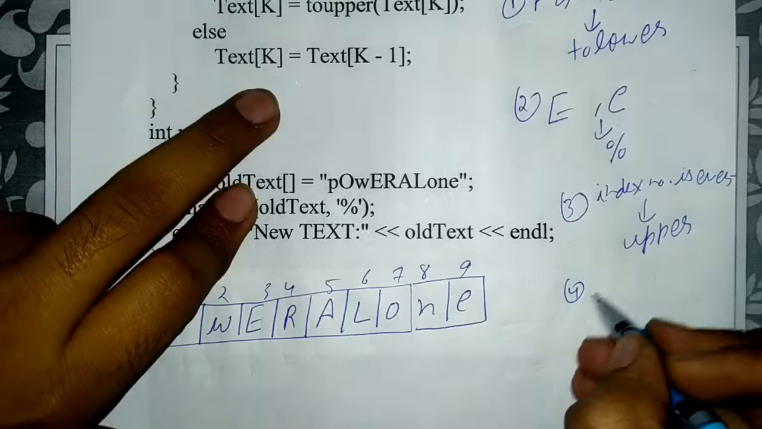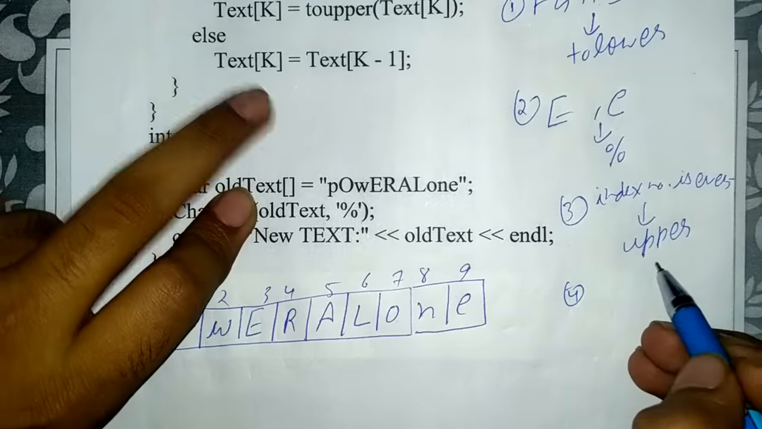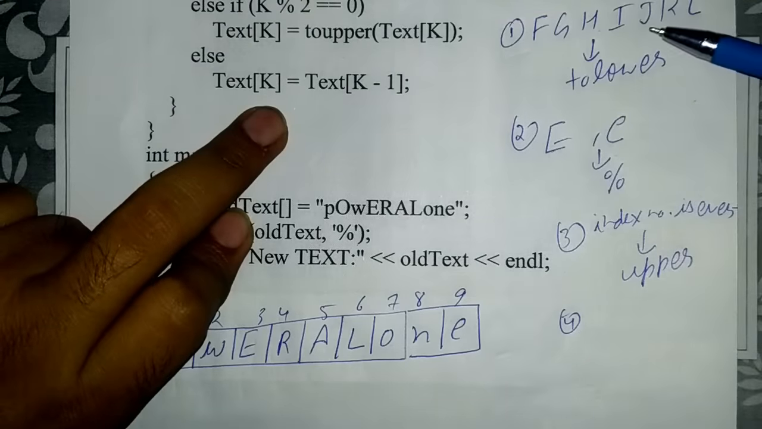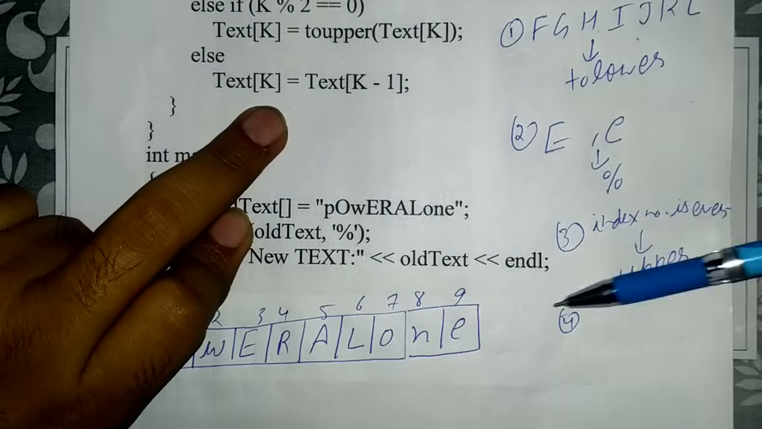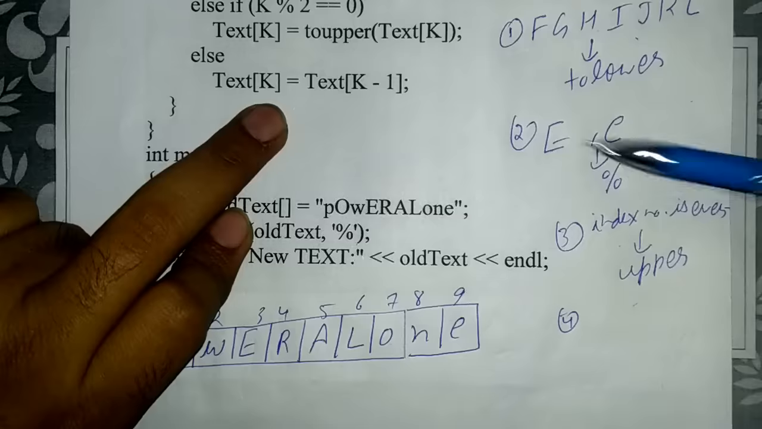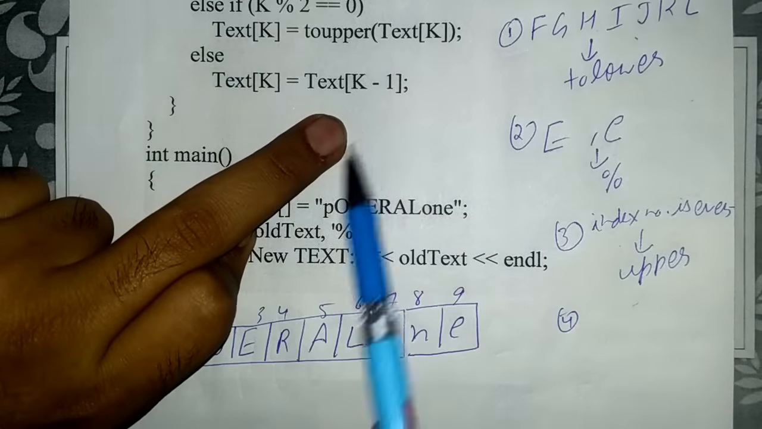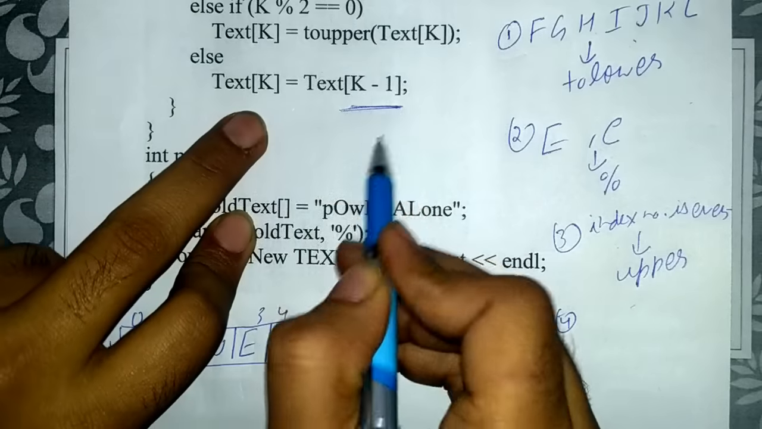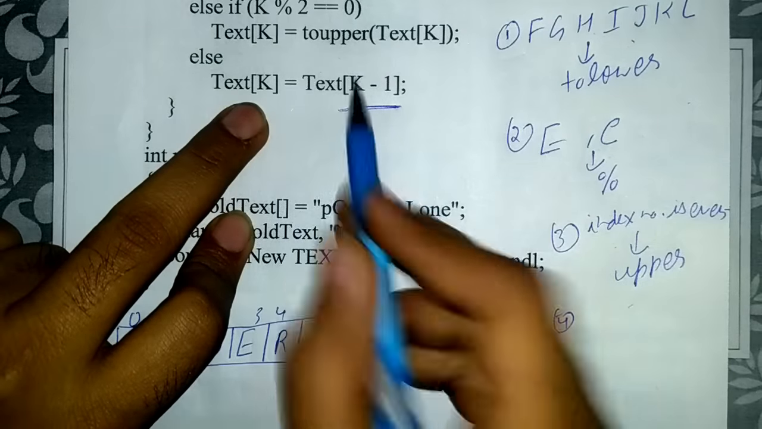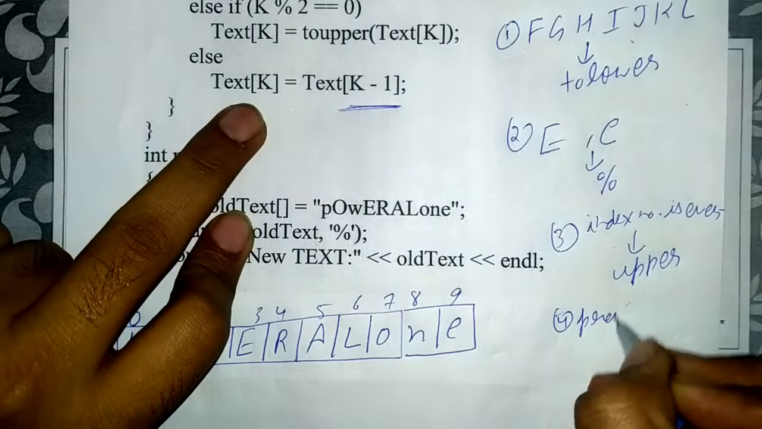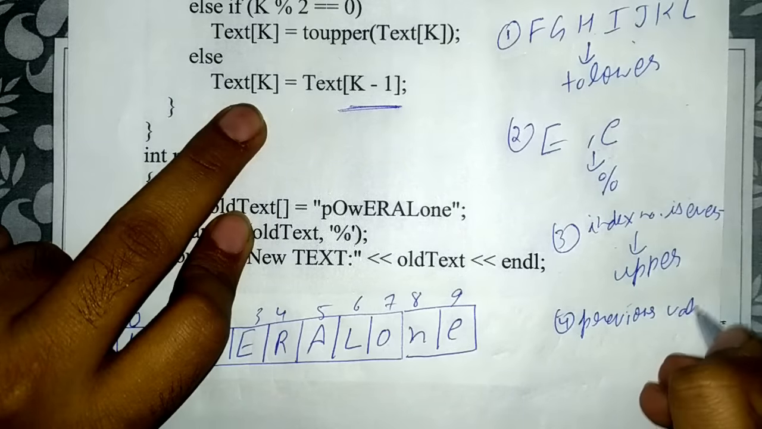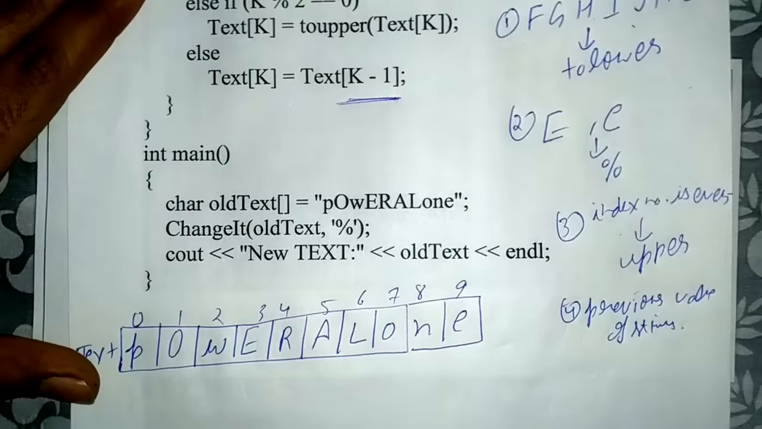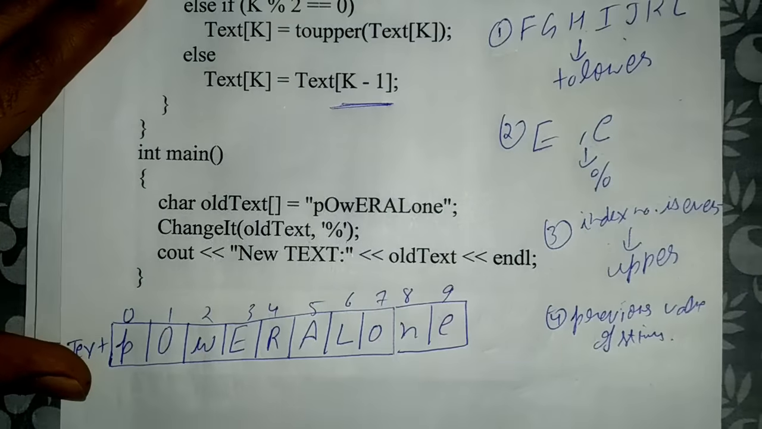Last, else case. If the text doesn't lie in any of the conditions, then else case will be executed. And what else case say, text k equal to text k minus 1, that means within the brackets, that is previous value of the string. Okay, let's execute our string.